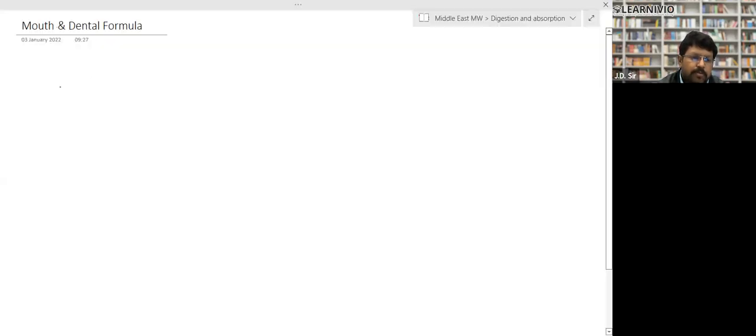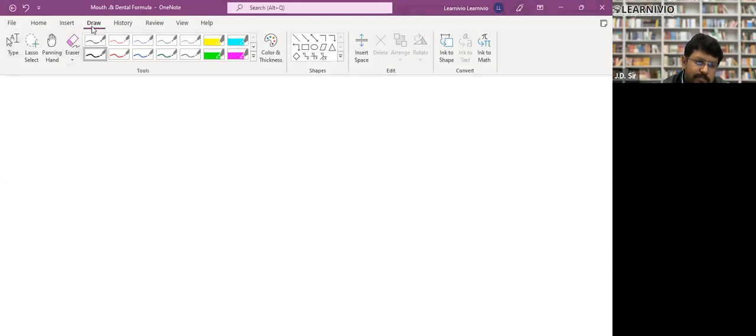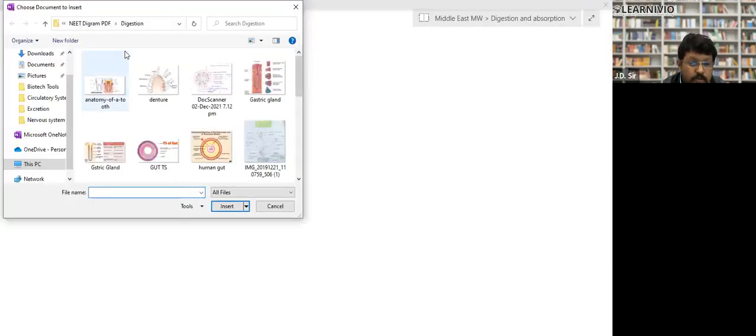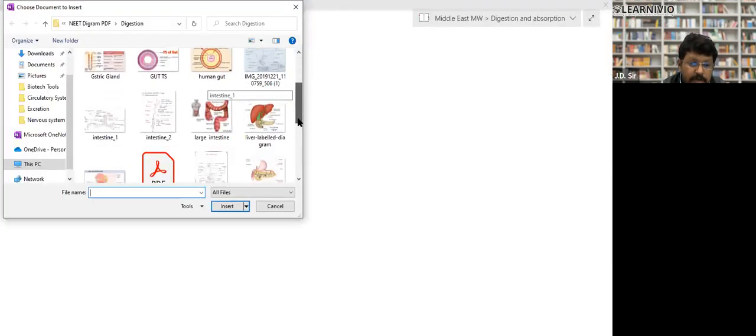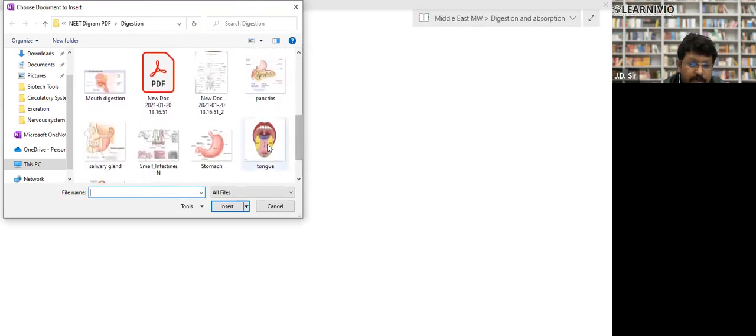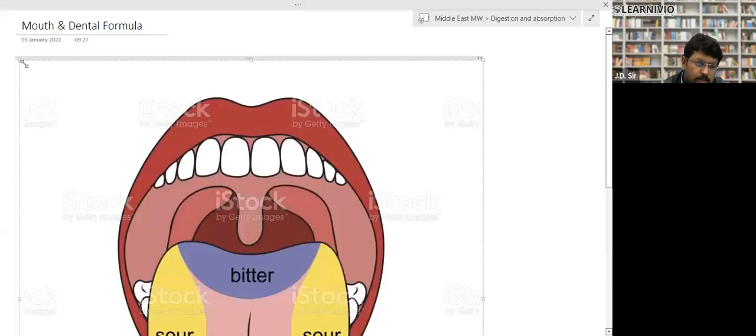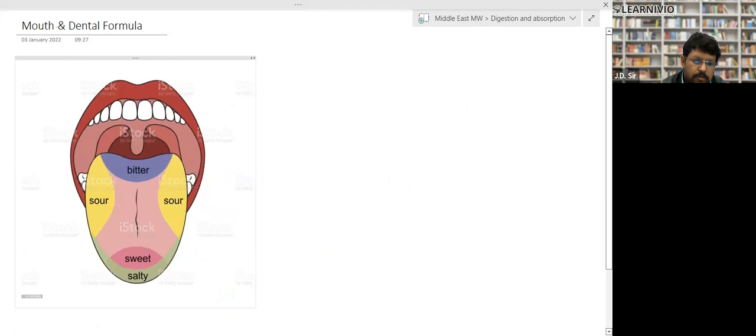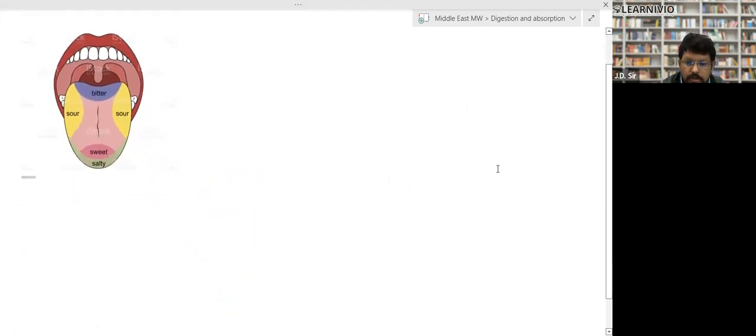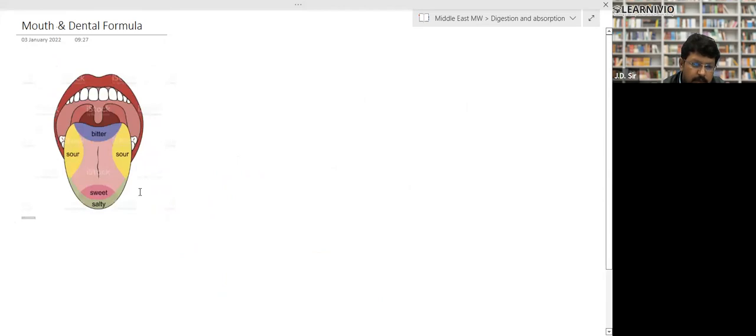Look, so mouth first, if we talk about the mouth. We have a tongue, and the tongue has different areas for feeling certain tastes, right? This is also an important part. The tongue has areas which feel the different tastes. So look, this is the tongue. Again, the tongue has been divided into four parts, for the four major tastes, right?